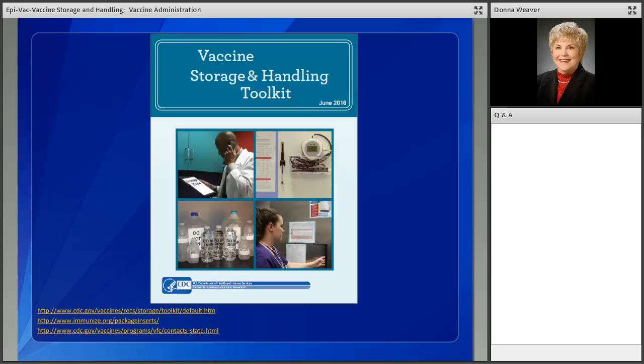The 2016 toolkit has a new design to help healthcare providers find the information they need quickly and easily. The beginning chapters address the main elements of an effective cold chain, which I'll discuss in a few minutes. And then the remaining chapters focus on emergency management of vaccines and developing standard operating procedures for routine and emergency storage and handling. We have also included links to two other resources: manufacturers' package inserts, which include the most current information about storage and handling of specific vaccines. And then some states may have storage and handling requirements specific to their program, so there's also a link to state immunization programs.